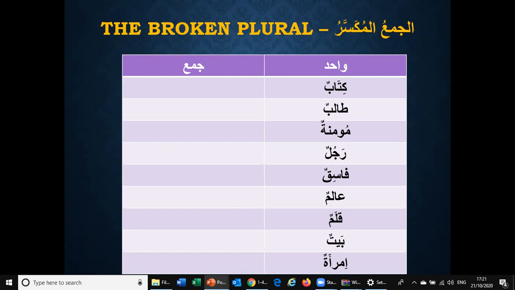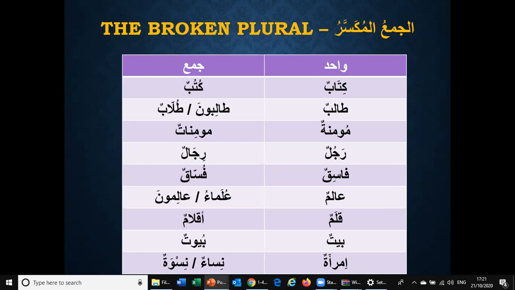Mu'minatun, a feminine mu'mina. So mu'minatun, this is salim. This is not broken. I think this was a mistake. It shouldn't be there in that group. Mu'minatun is a sound plural. Rajulun, rijalun. Look at that, rijalun. See, you have already broken this.